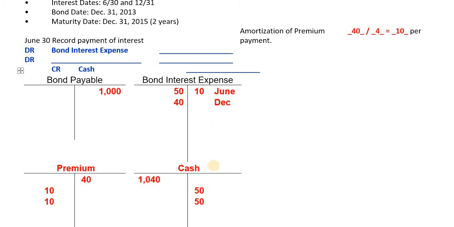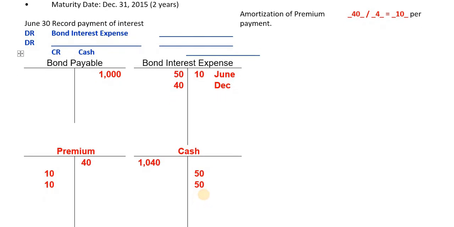It's now June of next year. What am I going to do? I'm going to send you a check for $50 because I'm a nice guy. I'm going to amortize $10 more of premium. Interest is $40. And that's June.